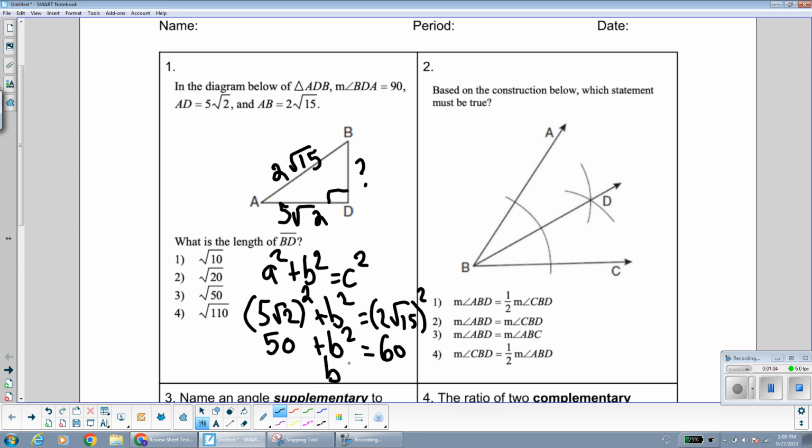Subtracting 50 on both sides, we have b squared is equal to 10. Taking the square root of both sides, we have our answer. The missing leg is radical 10.